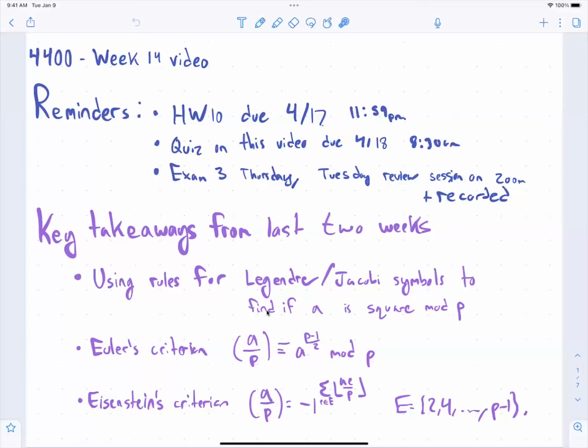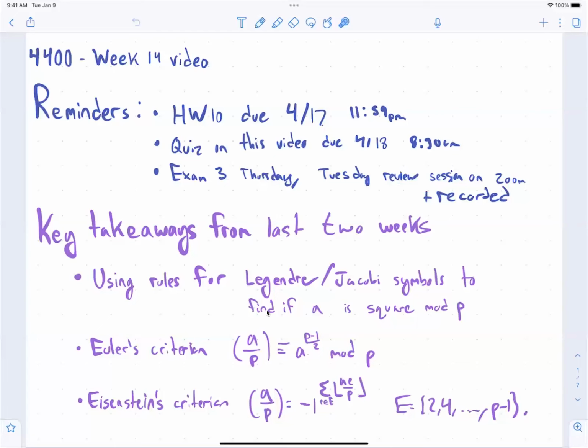So what were the key takeaways from the last 2 weeks? Because we had that snow day, it's been 2 weeks since we've had a video. In that time, we studied quadratic congruences. In particular, what we really developed was how to use the rules for the Legendre and Jacobi symbols to find if a number A is a square mod P, or a quadratic residue mod P. And that's really the big takeaway.